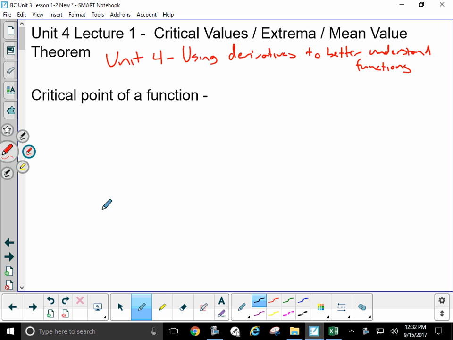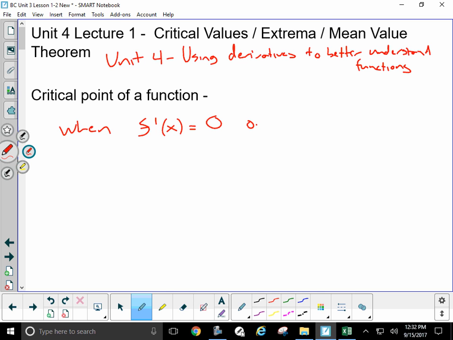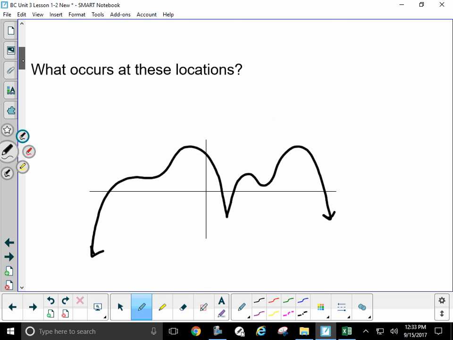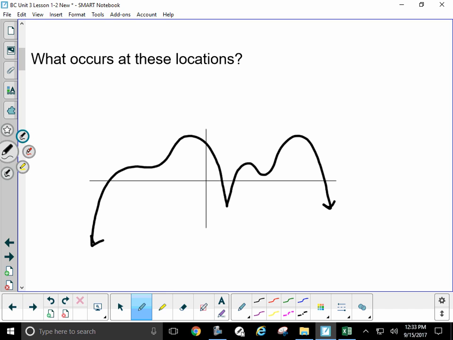Okay, a critical point is when a derivative of a function equals 0 or is undefined. Why are those critical points? Well, let's see what is going on at those locations.